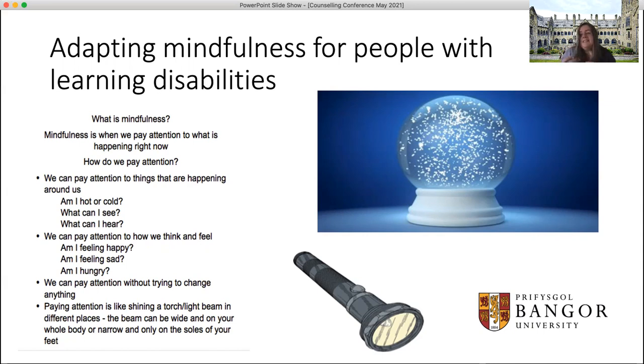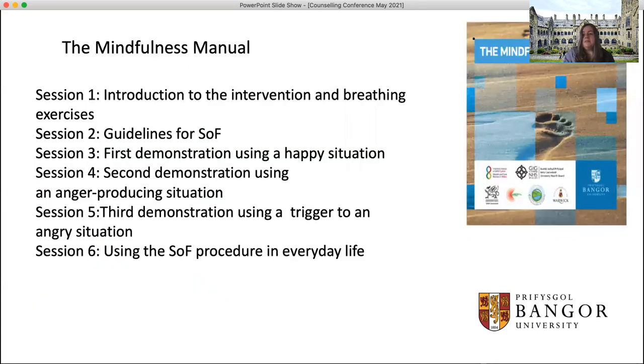Illustrating this idea that when you're still, you're better able to tune into what's going on for you at that moment, and you're not just reacting to the situation. So these were really important aspects of the work that we did.